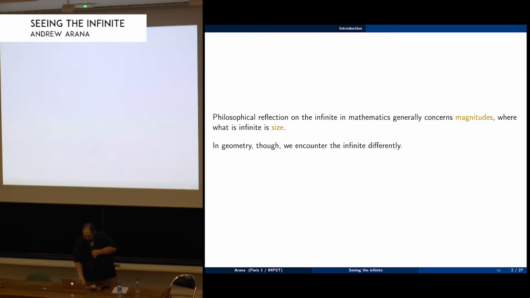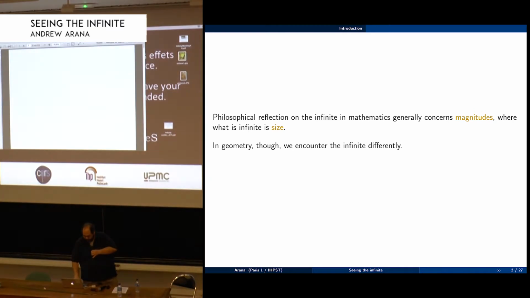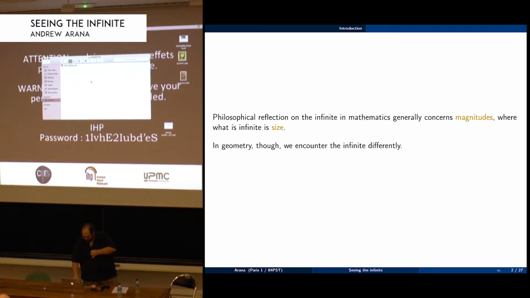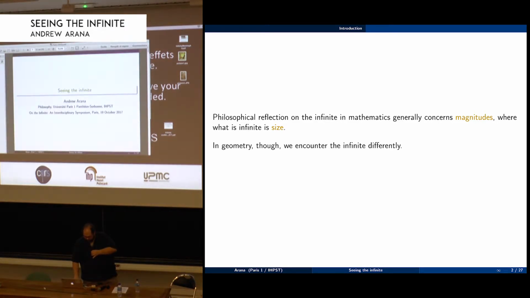So what is happening here? My PDF has died. Let's just try that all over again. It's probably nothing.